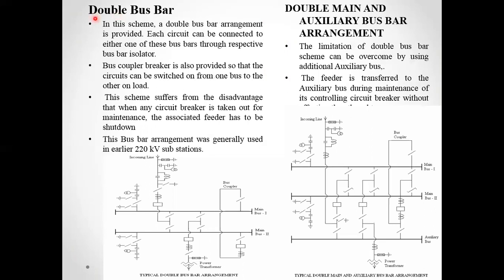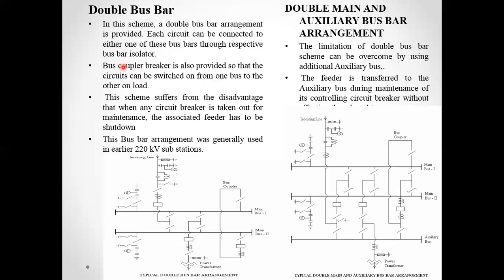Then the third type is the double bus bar. Here we are using a double bus bar arrangement, main bus bar 1 and main bus bar 2. Two bus bars are used, and each circuit is connected to either one of these bus bars through an isolator. All these things, the isolator, circuit breaker and switch gears, which are components of the electrical equipment, we will be discussing. Then a bus couple breaker is also provided so that circuits can be switched on from one bus to the other on load.